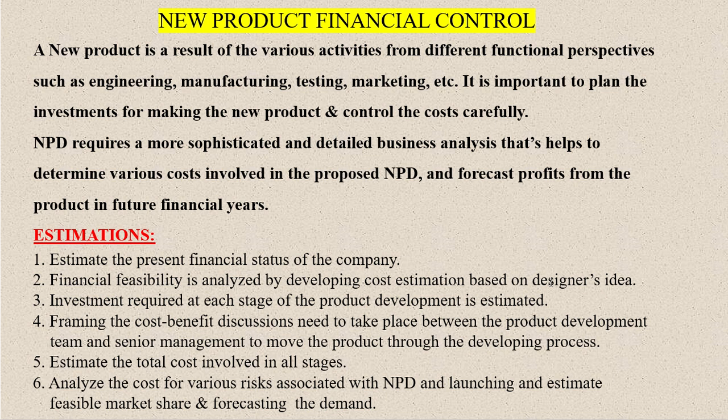Estimations. Number one, estimate the present financial status of the company. What is the current financial status of the company that we need to estimate first? Next, financial feasibility is analyzed by developing cost estimation based on the designer's idea. So what could be the actual cost of the product that we should analyze next? Next, investment required at each stage of product development is estimated. At different stages, what is the amount of cost required? That we need to estimate first.